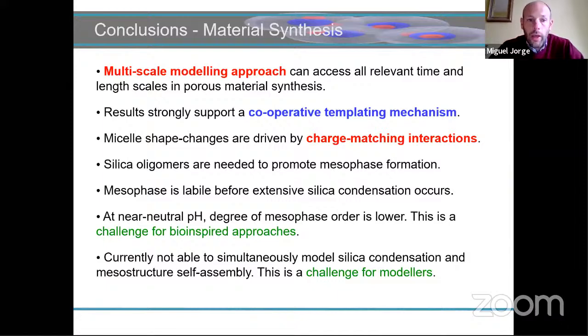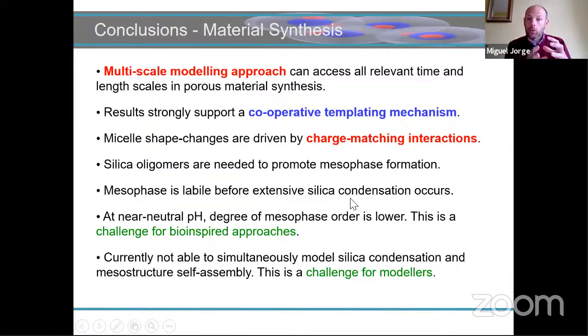So just to conclude, hopefully you've seen that we can do interesting things with multi-scale modeling to understand how materials are synthesized and try to develop predictive techniques to aid experiments in discovering new materials. So everything that I've shown you points towards a cooperative templating mechanism where it's not only the template itself that is responsible for the onset of the structure of the pores, but actually the interaction between the template and the silica groups. Okay, that's what's driving the order in this cooperative way. And really, as far as we can see so far for these systems, everything is driven by charge matching. Okay.